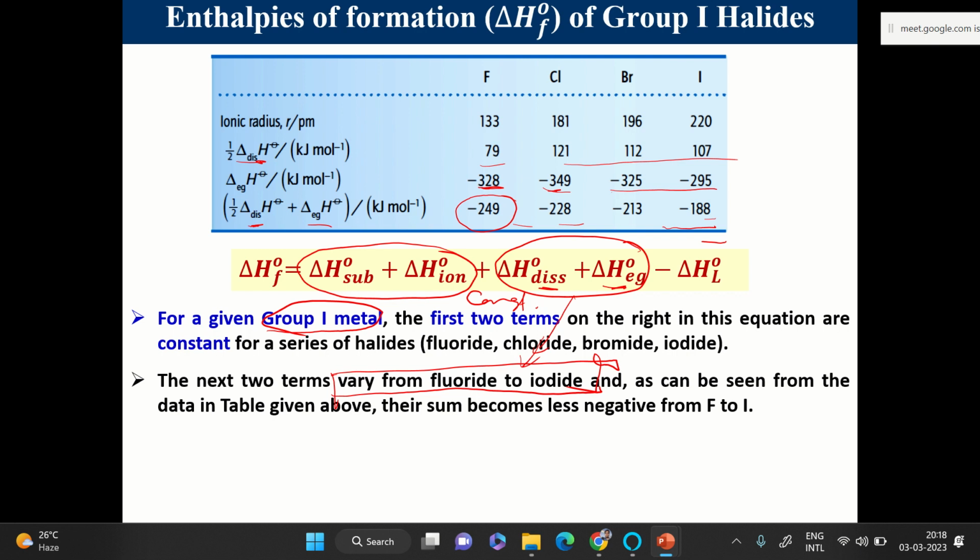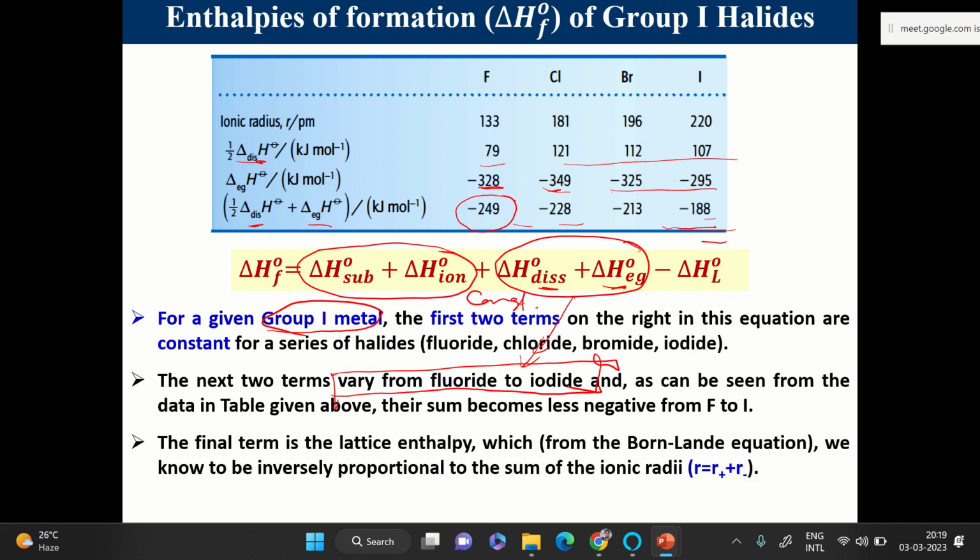Dissociating iodine, making I from I2, will be easier. If we have to convert F2 into two fluorine atoms, that will be more difficult. So accordingly we can see the values turn out to be like this, and we can see through the table that this value gradually decreases as we move from fluorine to iodine.